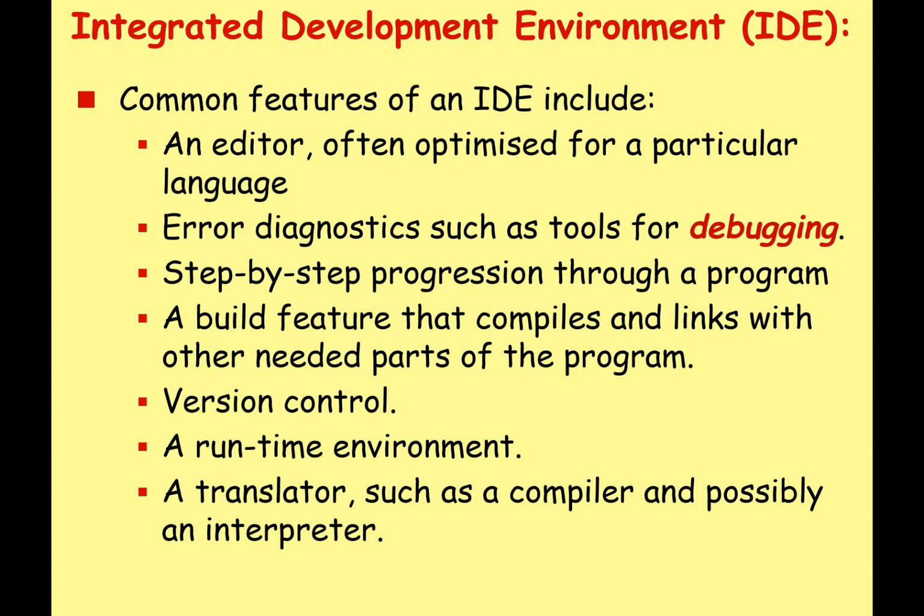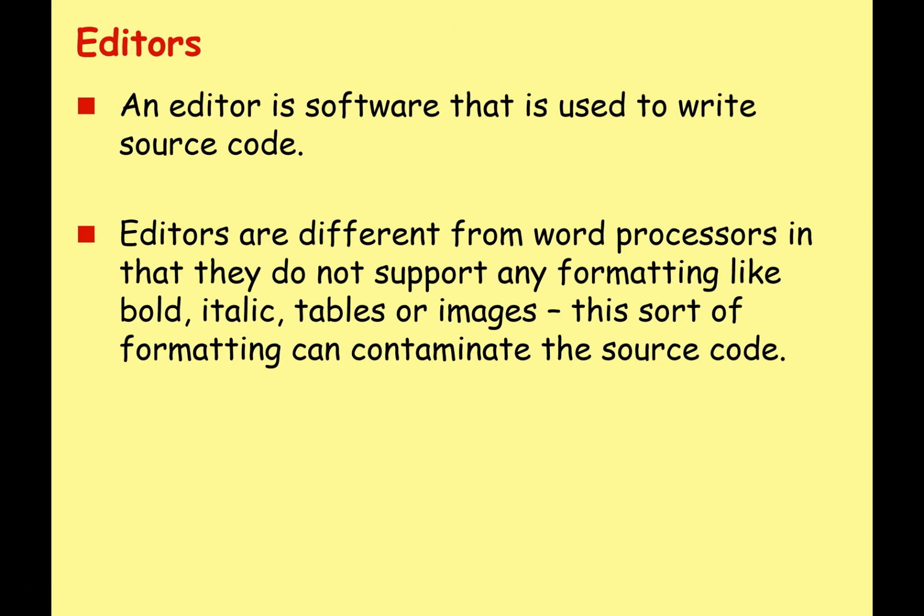So, common features that you might find in an integrated development environment. An editor, often optimized for one or more particular languages. Error diagnostics, such as tools for debugging, finding and getting rid of errors. Step-by-step progression through a program. A build feature that compiles and links other needed parts of the program together. Version control. Runtime environment. A translator such as a compiler, and possibly an interpreter.